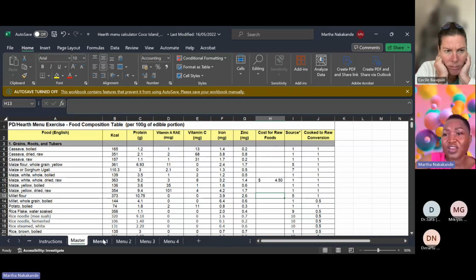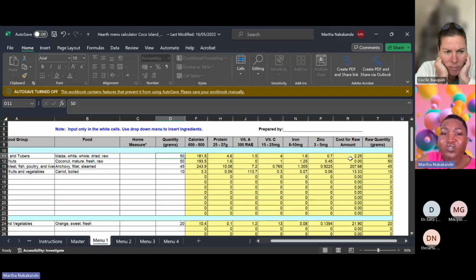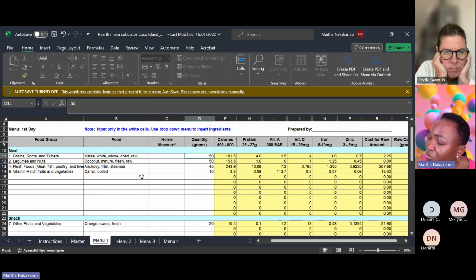So when you come here, you realize that the cost of the 50 grams of flour that we want is 2.25 birr, right? Then we said we are going to add milk. So milk is under milk products, I think, dairy products. And which milk are we looking at? Cow's milk, raw, yes?